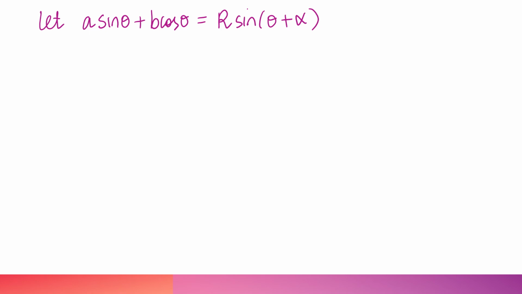Right, so let's do the derivations to find the R formula for a sine theta plus b cos theta. To begin, let a sine theta plus b cos theta equal R sine bracket theta plus alpha. Right, so we're going to apply the addition formula to simplify the one that I've highlighted.